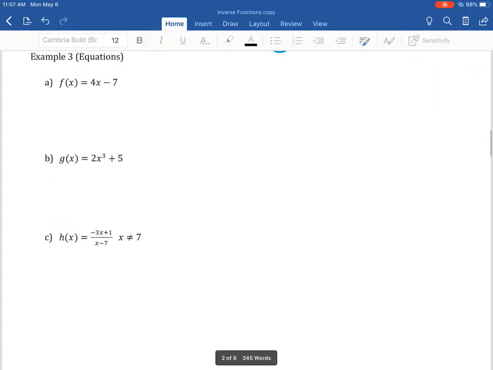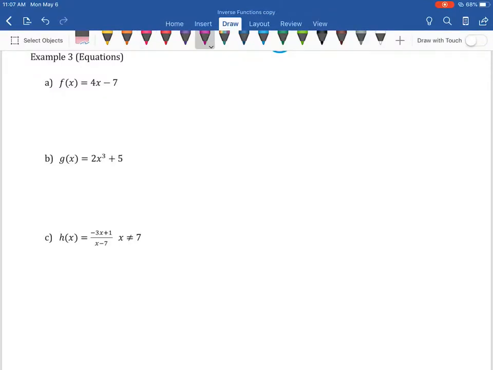Okay, now when you're doing equations, again, if you're given an equation and asked to find the inverse, you're literally going to switch your x and your y. So this is function notation for y. So really we've got y is equal to 4x minus 7. The f of x is just function notation for your output.